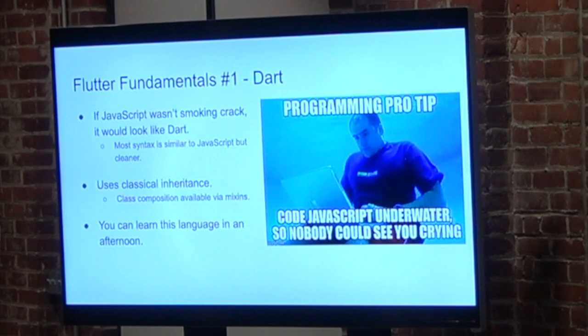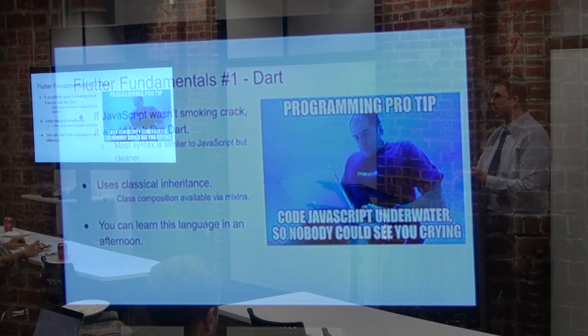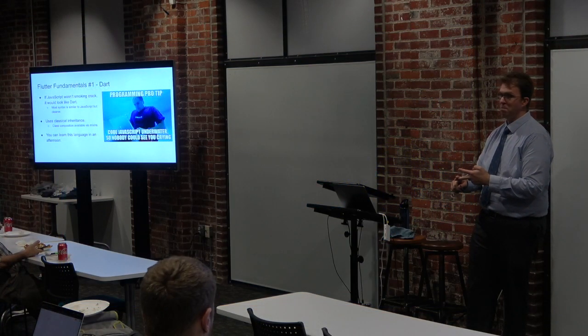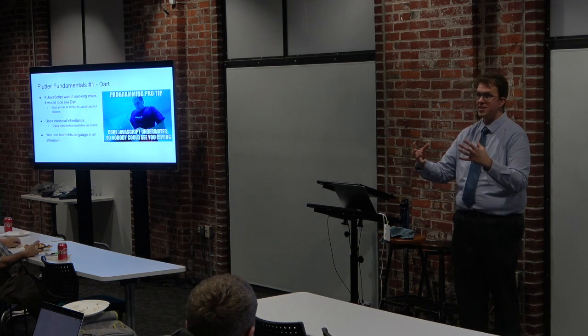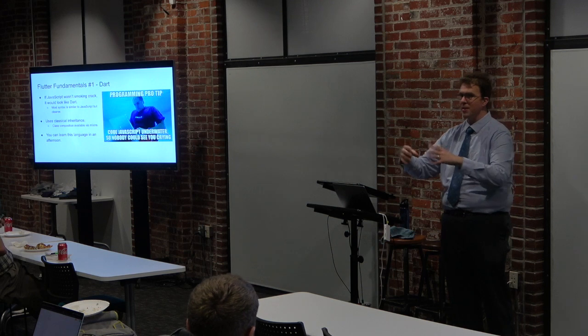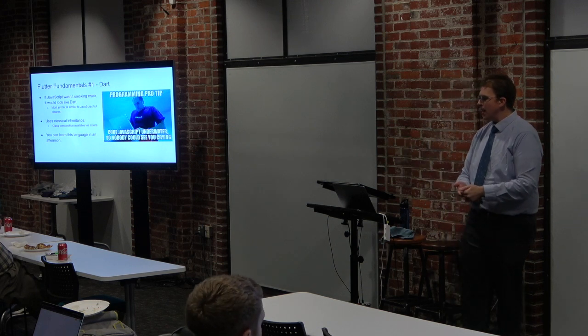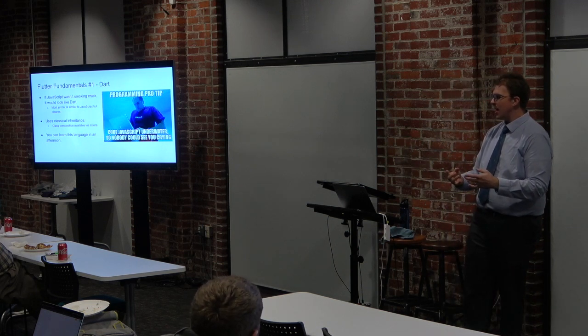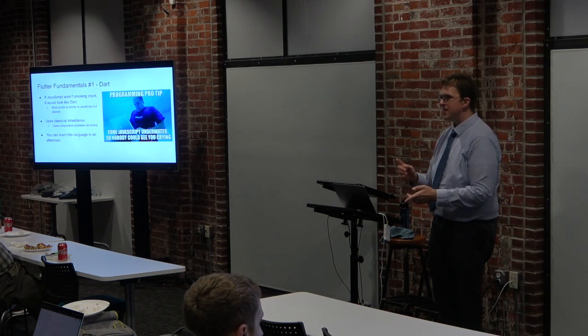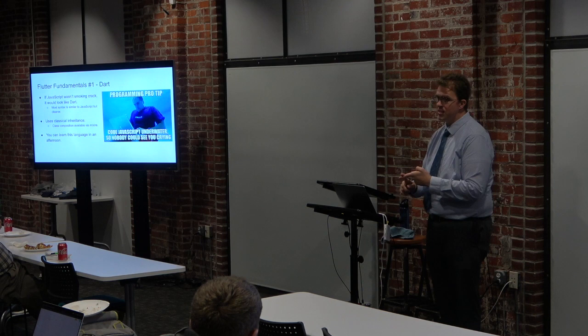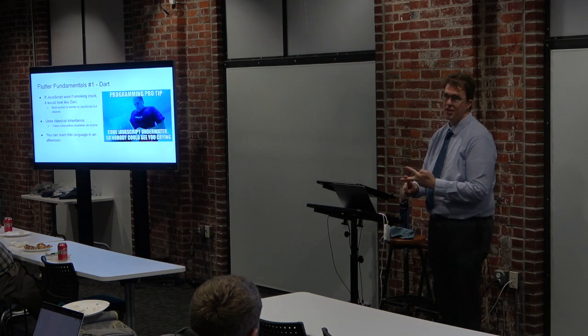Number one, it offers classical inheritance as opposed to prototypal inheritance. So I know that that's a preferential thing, but I personally love having classes and true object-oriented programming and inheritance and things like that. It does offer class composition. Those are done via mixins. And it does not offer interfaces, which is a negative. But it does offer abstract classes.